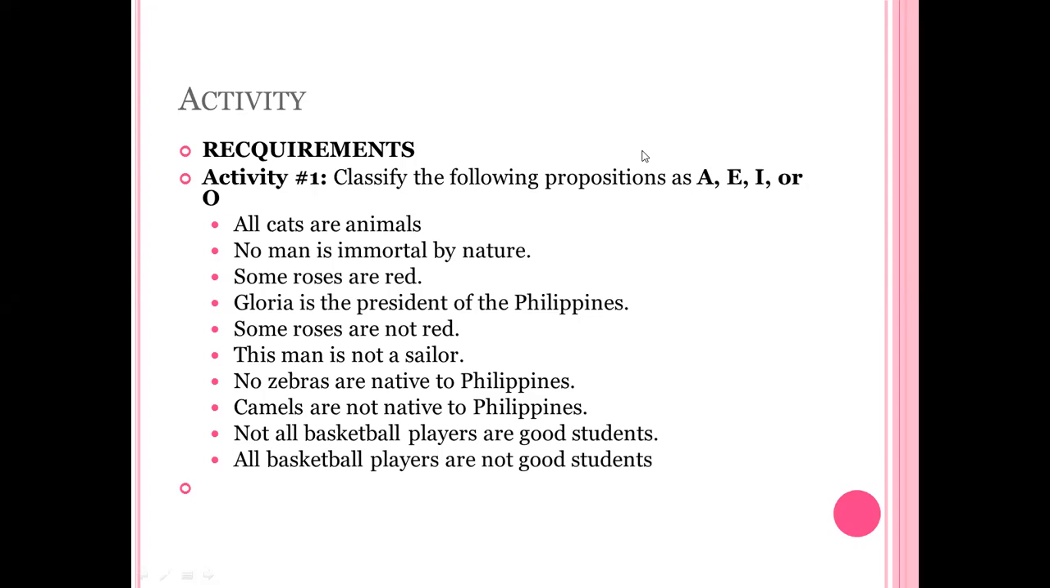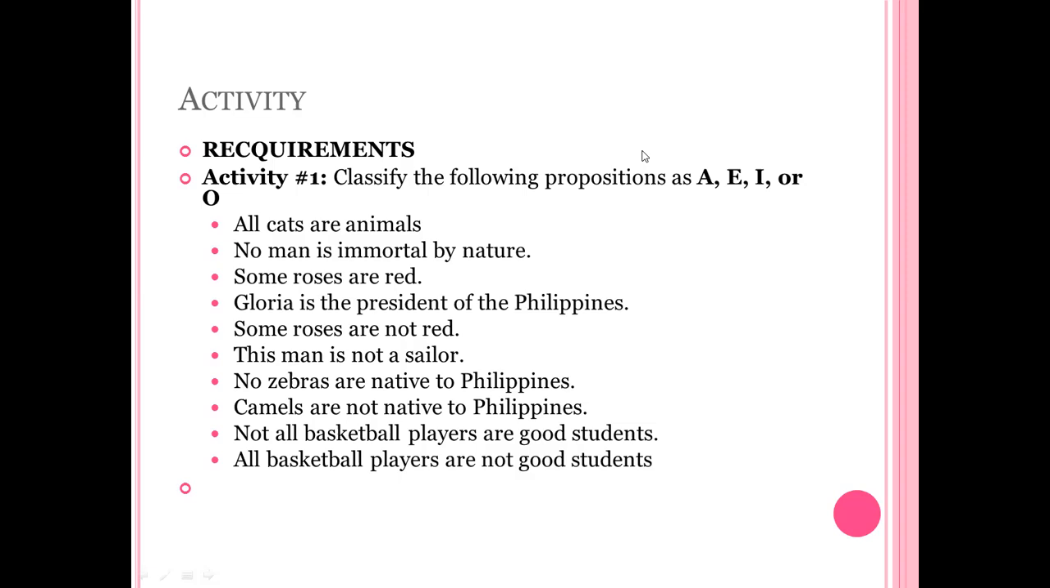Once again, if you don't have any questions, let's proceed to the ending of the discussion. For activities, we have two activity requirements, activity 1 and activity 2, so a total of 20 items. If you have any questions regarding the week 8 activity, don't hesitate to ask me. You may directly ask me through Facebook Messenger, or also directly ask me at school.